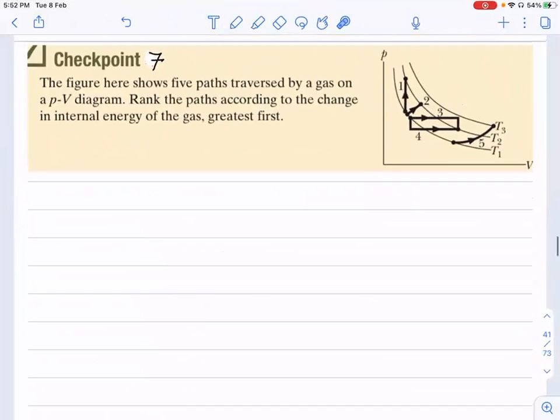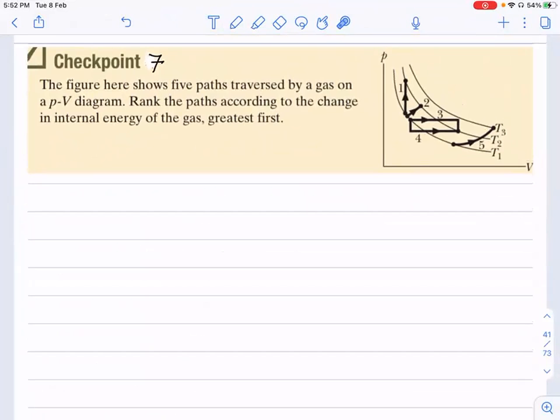Suppose this is given, देखो यहाँ पर देखो. The figure here shows 5 paths traversed by the gas on the PV diagram. Rank the paths according to the change of internal energy of the gas, greatest first. One path is like this, second is this, third is like this, fourth is like this, fifth is like this. Suppose fifth is not given, चलो fifth को मैं हटा देता हूँ, थोड़ा easy कर देता हूँ आपके लिए. What will be the answer now?